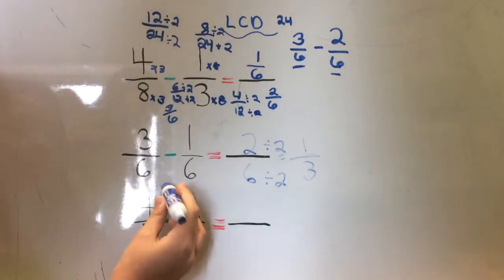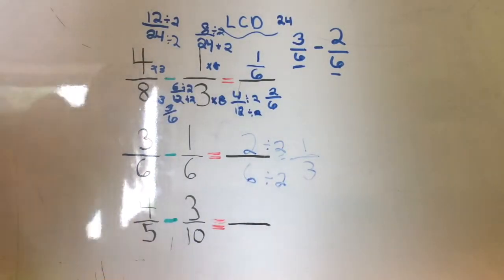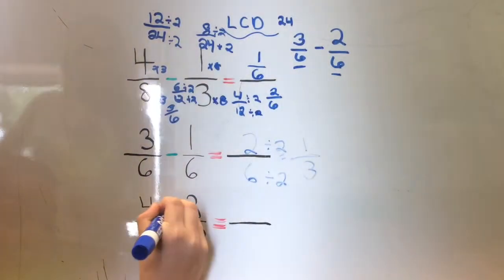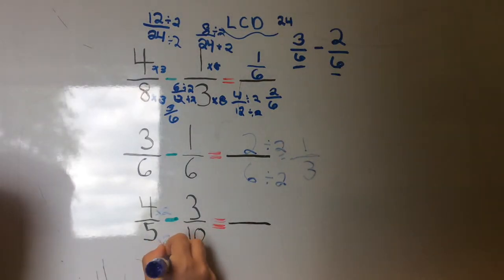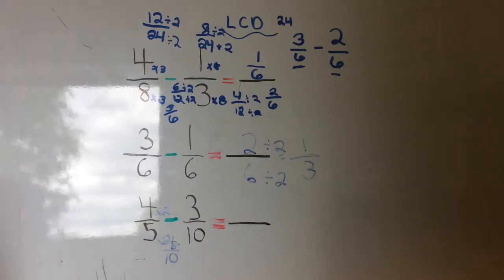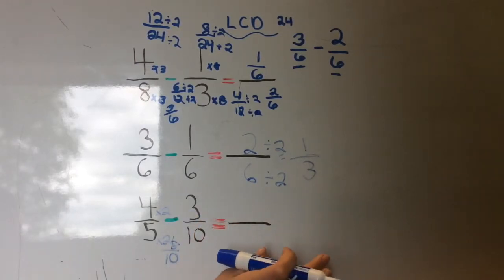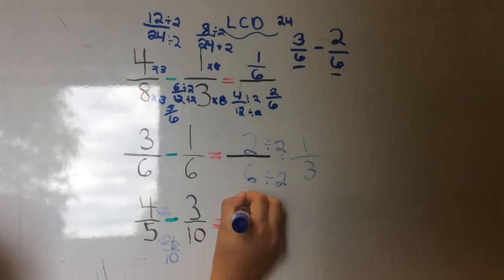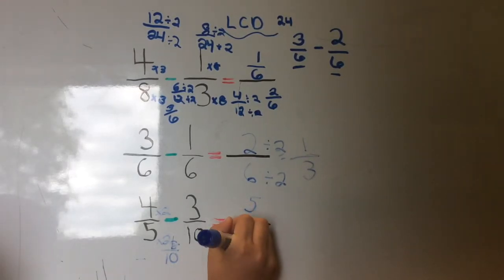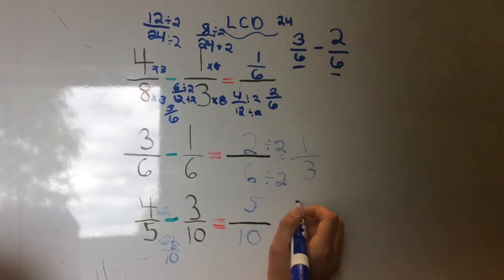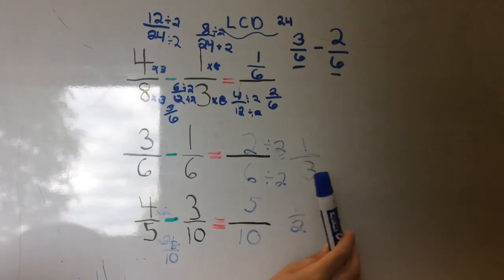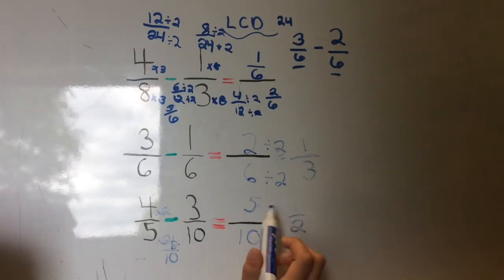Okay, so now we're going to do 4/5 minus 3/10. But it's not even. So I have to get our 5 to 10. So 5 times 2. So now we need to make a new fraction. The denominator stays the same. So 5/10 can be simplified to 1/2. And we can divide each by, well, we just know it's 1/2 because 5 goes into 10 2 times.